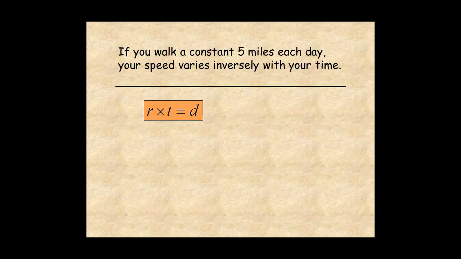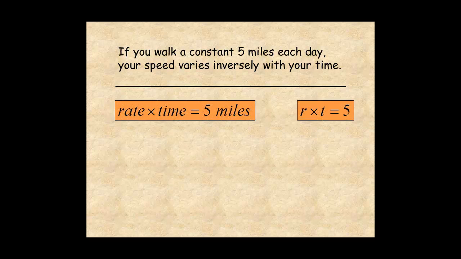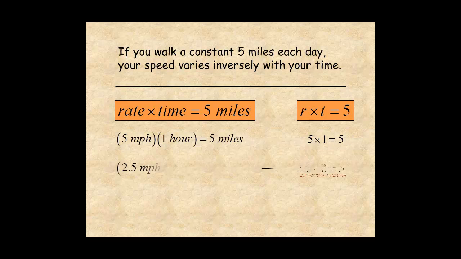The familiar equation rate times time equals distance can be an inverse variation. For example, if you walk a constant 5 miles each day, your rate or speed varies inversely with your time. Rate and time can vary, but their product is constant. You could walk 5 miles per hour for 1 hour, or 2.5 miles per hour for 2 hours, or 1.25 miles per hour for 4 hours.